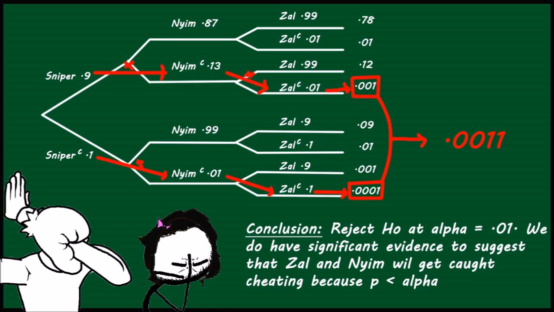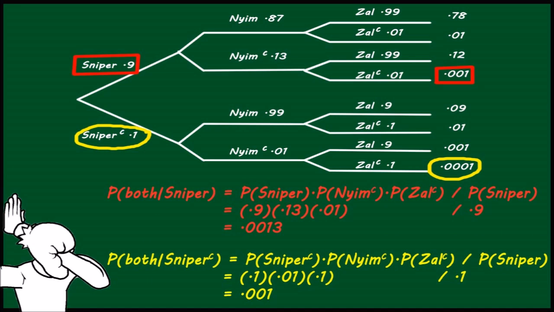So the chance of neither of us getting caught is 0.9 multiplied by 0.13 multiplied by 0.1 plus 0.1 multiplied by 0.01 multiplied by 0.1. Wow. It equals 0.0011. Even if we use the lowest alpha level at 0.01, we still have to reject H0. There's enough significant evidence to suggest that we will get caught. We are doomed. I know.